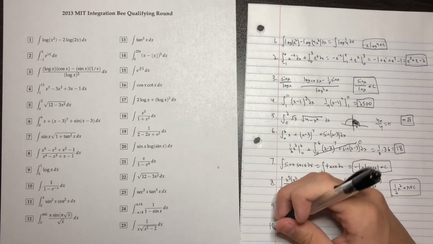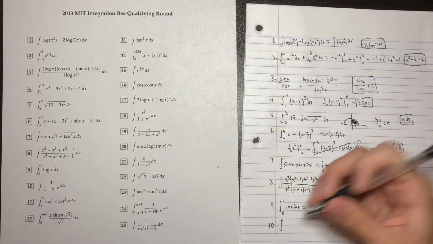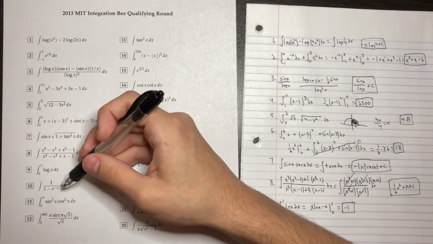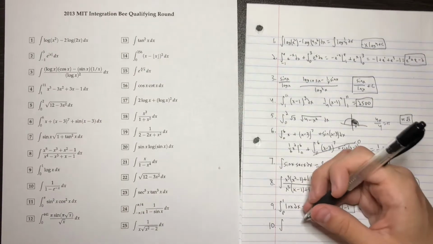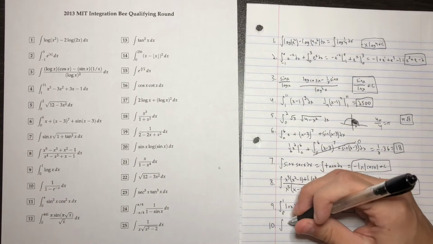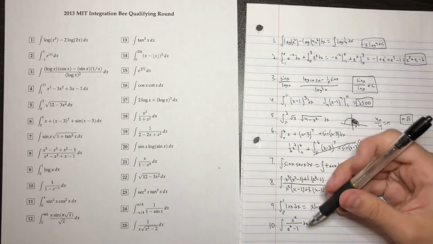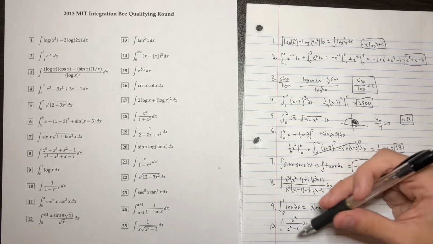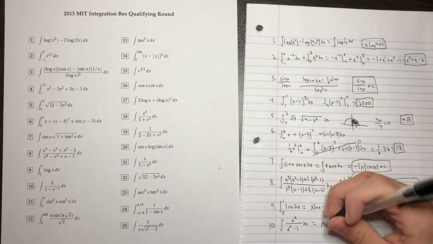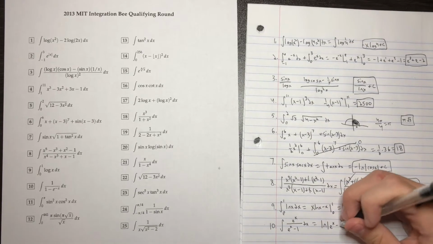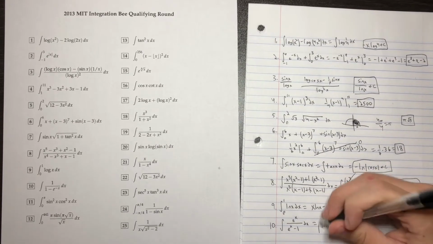So moving on to question 10, we have the integral of 1 over 1 minus e to the negative x. And in order to rewrite this, I'm going to multiply the numerator and denominator by e to the x. So we have e to the x over e to the x minus 1 dx. And then this is just natural log. The numerator is the derivative of the denominator, so therefore it's the natural log of e to the x minus 1 plus c.